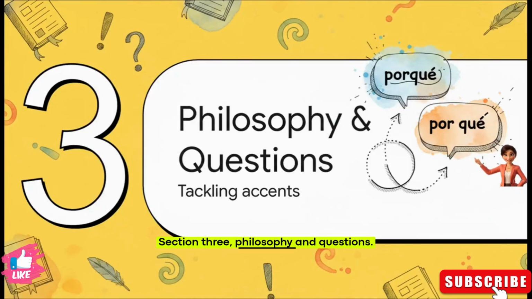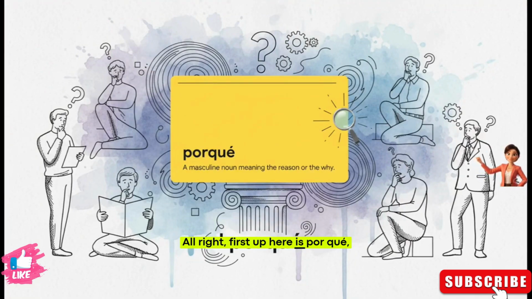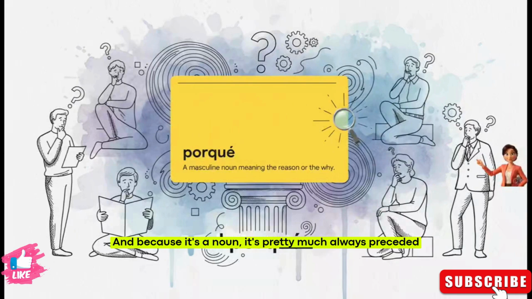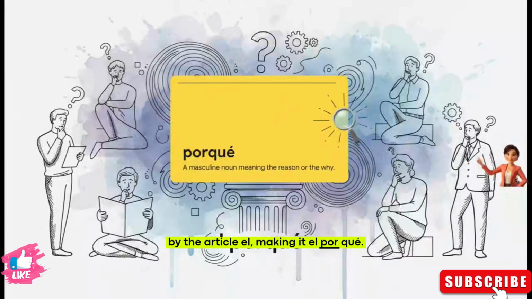Section 3, philosophy and questions, tackling the accents with porqué and porqué. All right, first up here is porqué, one word with an accent mark over the E. Let's call this the philosophical ponderer. What's super fascinating here is that this variation is actually a masculine noun. It literally means the reason or the why. And because it's a noun, it's pretty much always preceded by the article el, making it el porqué.